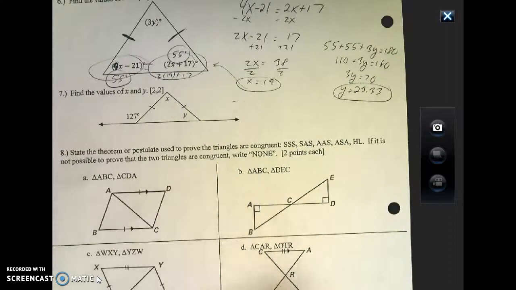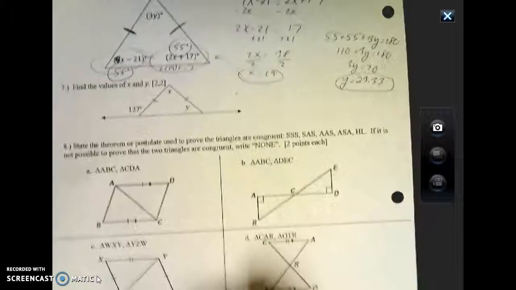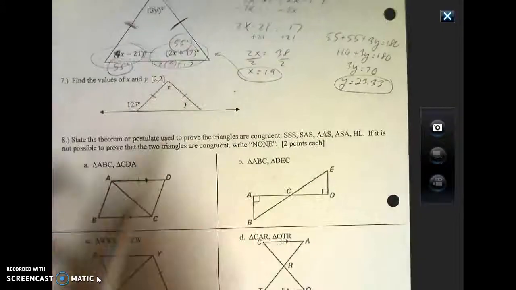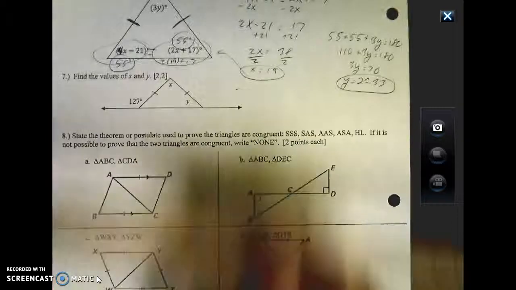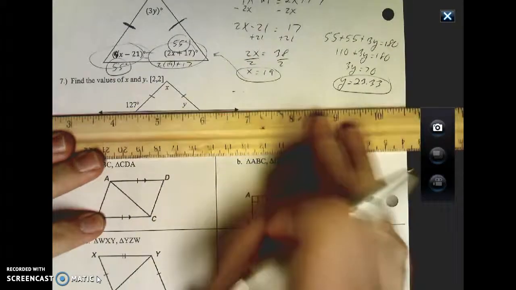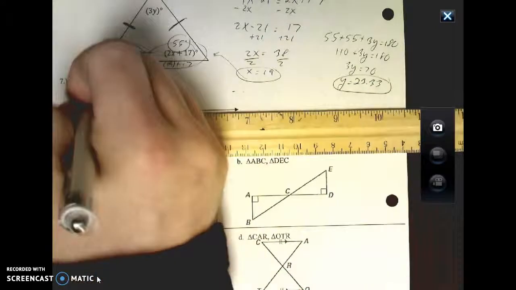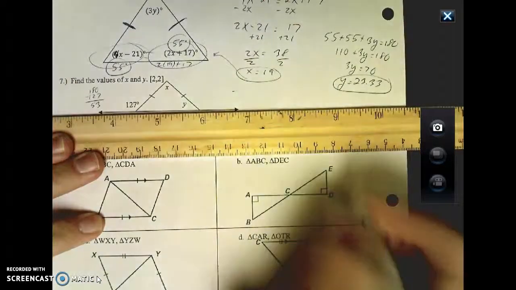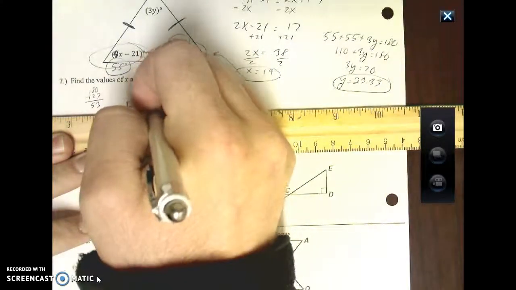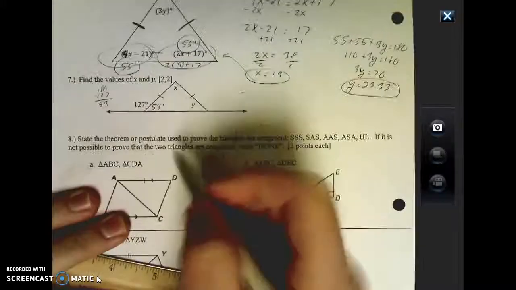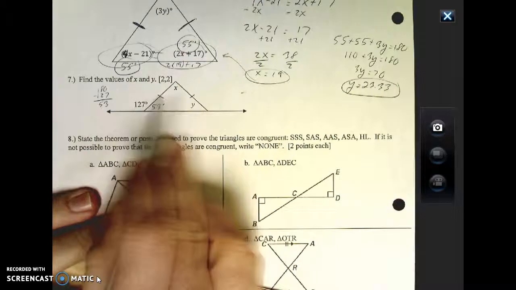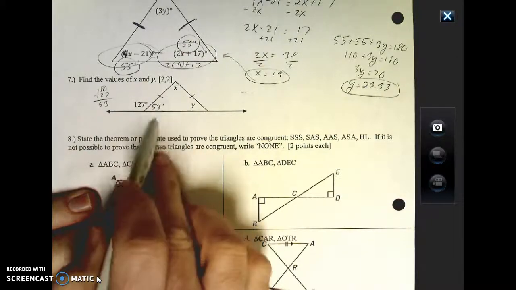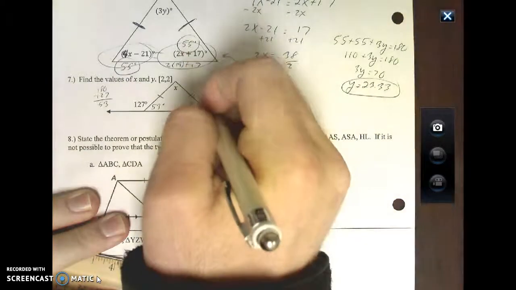Alrighty. Find the values of x and y for number 7 down here. So this is a straight line, much like I did in the other video, straight across. So I know that 180 minus 127 gives me 53 degrees. So here's 53 degrees. Now again, it's kind of the same principle as the one above. These two are the same. So if this is 53, y has got to be 53 degrees.